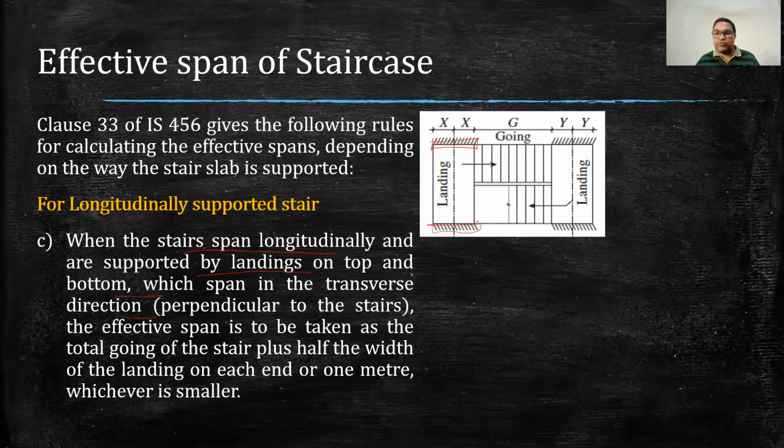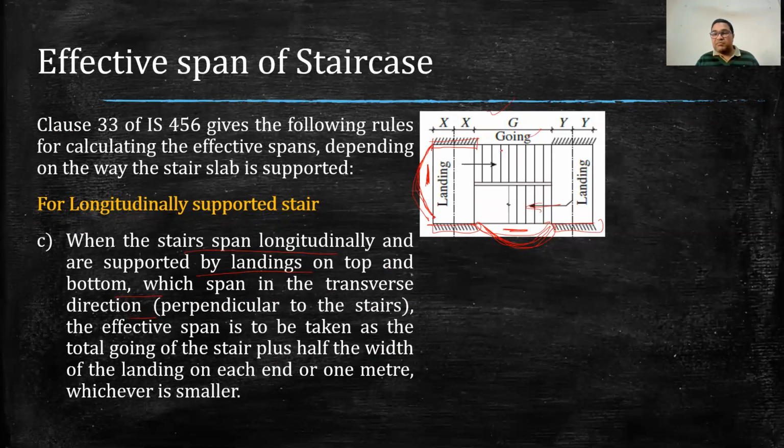In this case also, when we provide beams like this, bending in the flight will be like this, and bending in the landing will be in the opposite plane, which means this is the longitudinal and this one is the transverse. This time it is bending parallel to the steps, and in this case the flight is bending parallel to the direction of going. Okay, so that is the difference in this case.